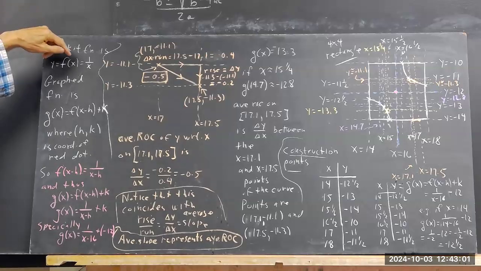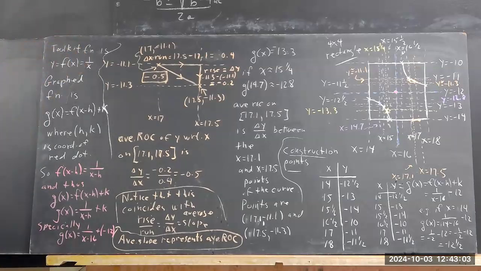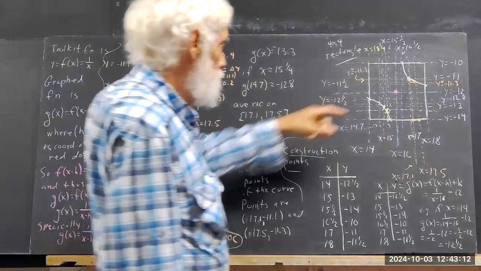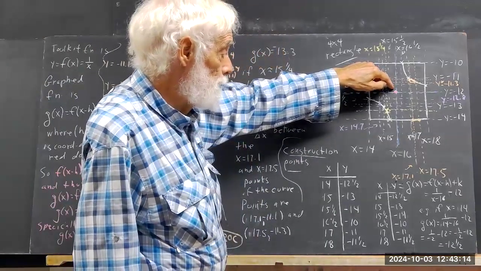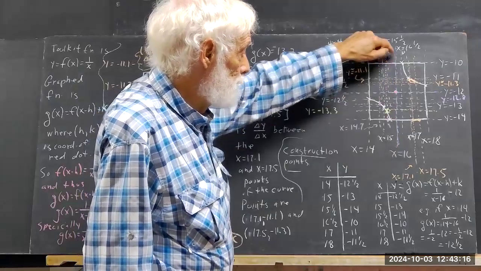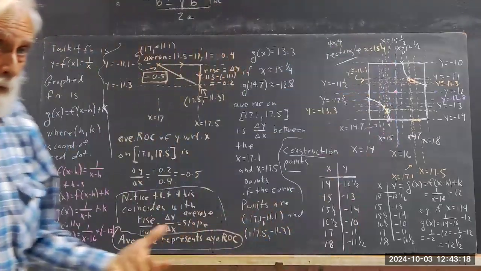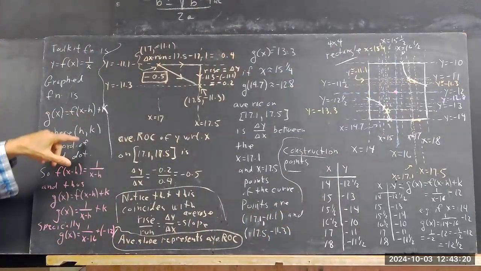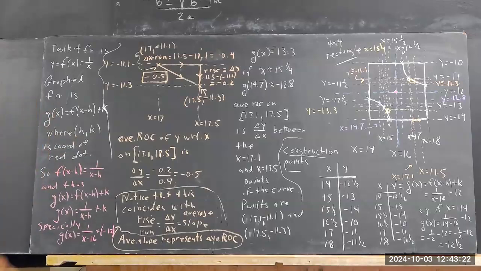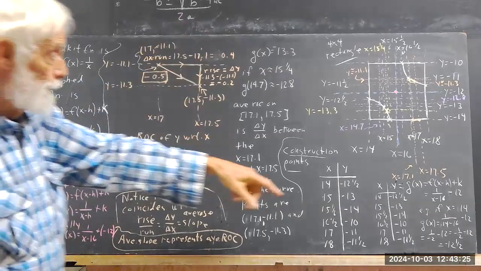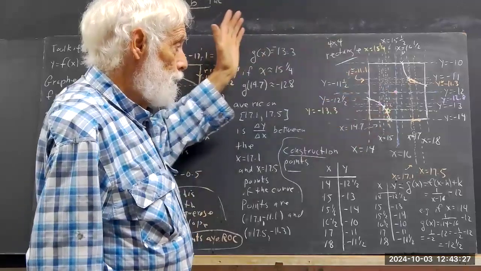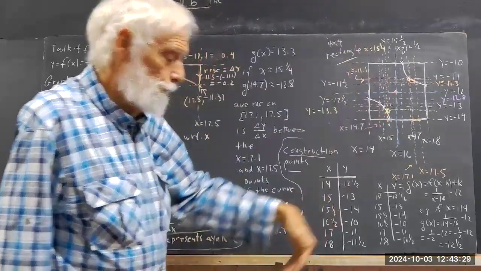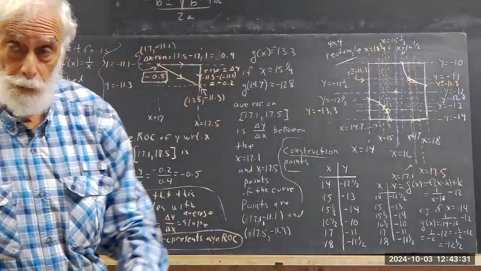The parent function is f of x equals 1 over x. It's been shifted h units in the x direction, k units in the y direction. Well, how many? It's been moved from 0, 0 to x equals 16, so your horizontal shift is 16. Your vertical shift is negative 12, because that's the y coordinate here. It's moved from the origin to y equals negative 12.